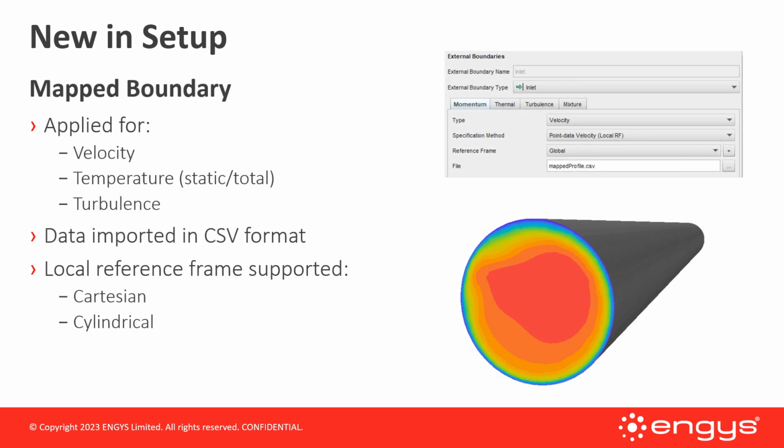This specific type of boundary condition allows users to map the value of a field, such as velocity, temperature, or turbulence, from a source patch to a target patch. This is useful in cases where the boundary condition at the target patch is directly influenced by the field values at the source patch. The user can now import data from a CSV file and also can make use of the local reference frame applied, either Cartesian or cylindrical.